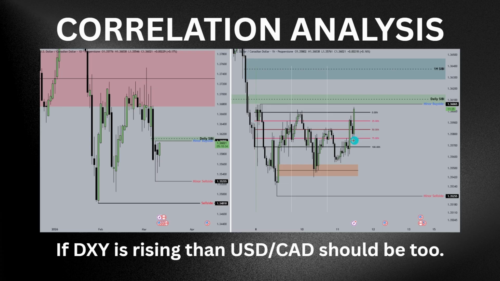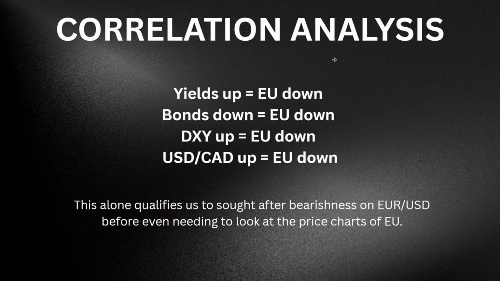We can see that we retraced into this fair value gap and these NWOG quadrant levels, and then we started displacing higher. So what is the determination? What we come down to with our correlation analysis: yields up, bonds down, dollar up, USD CAD up. If yields are up, that means the bond prices are inverted and going down. If yields are going up, the dollar is likely going up because the dollar follows the interest rate market. And if the dollar is going up, that should put the USD CAD pair in an uptrend as well.